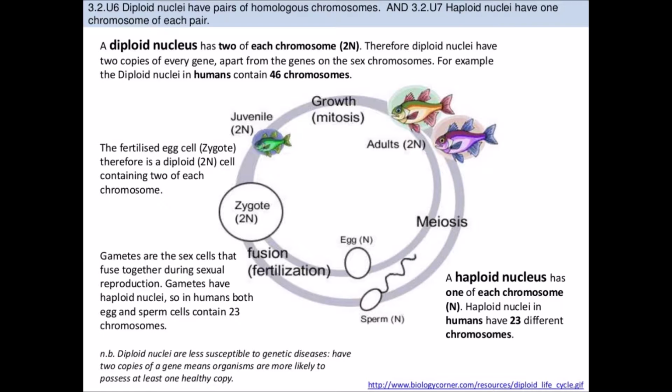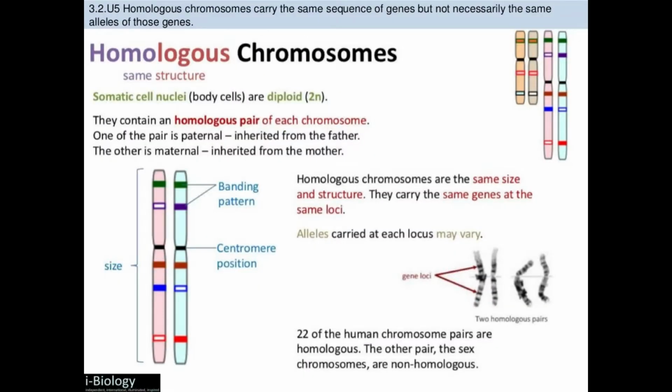On the picture it goes around, and when you reach the point of adulthood where you're able to produce your own sex cells, the egg and the sperm, they go through a process called meiosis, which is called reduction division, which is where a diploid cell becomes a haploid cell. Homologous chromosomes are the same size and structure. They carry the same genes at the same loci, but remember that even though they have the same genes, it doesn't mean that they're identical. The alleles can be different.